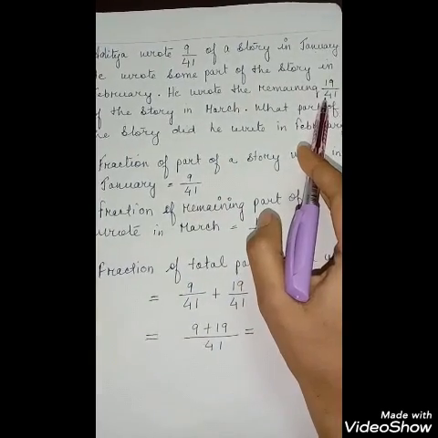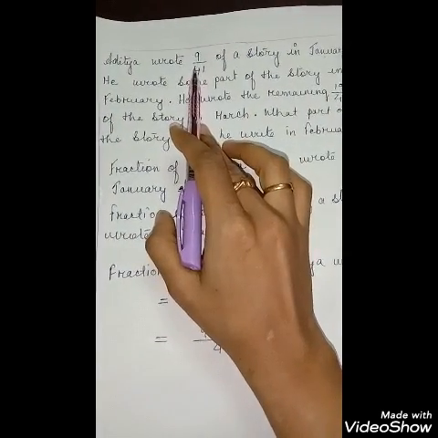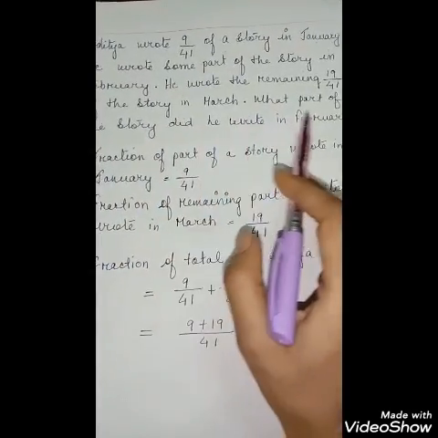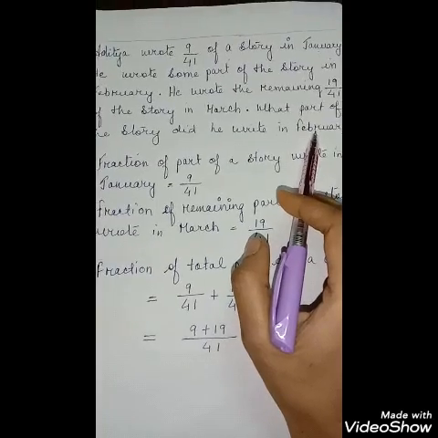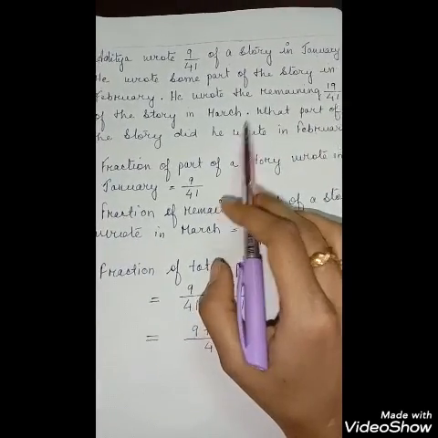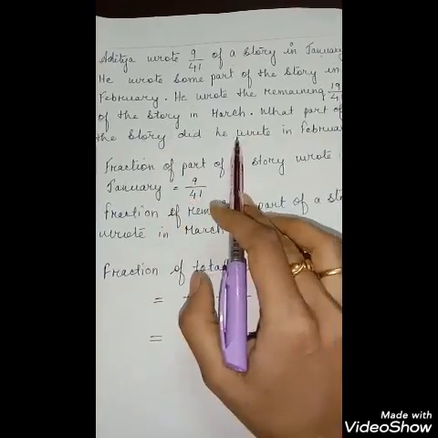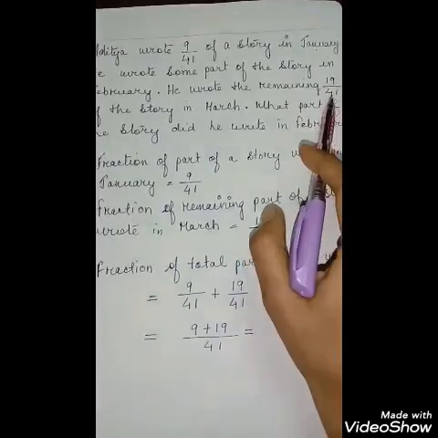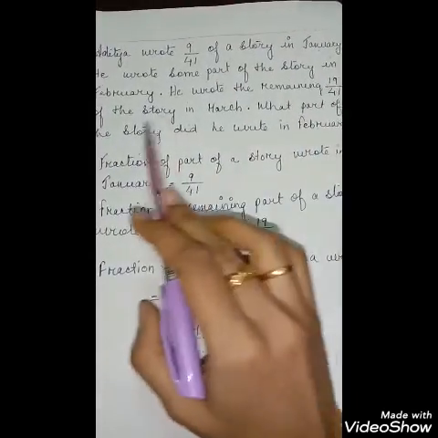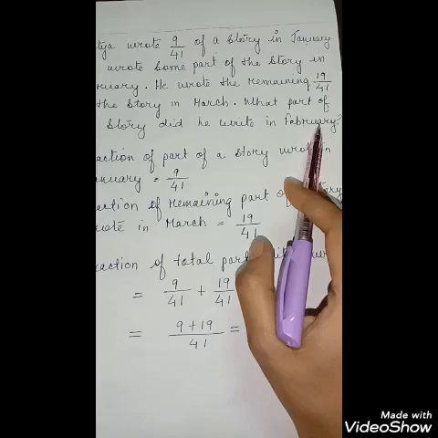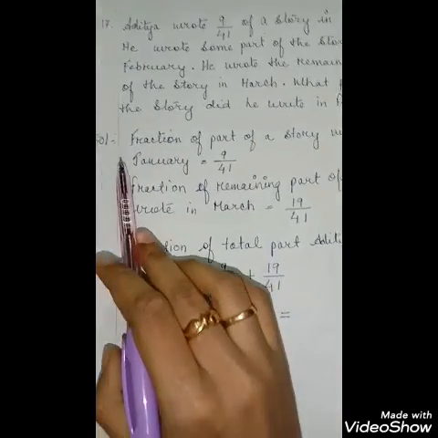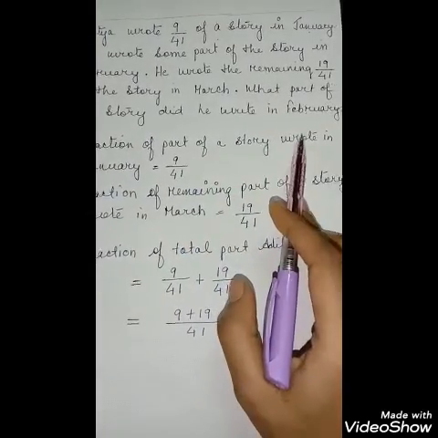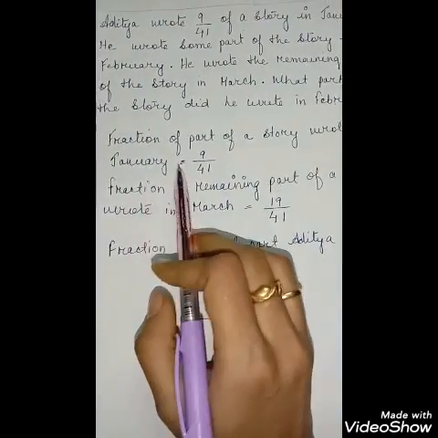March, we know how much he wrote. January also we know how much he wrote. Now what we have to find out is what part of the story did he write in February. That means we have to calculate what fraction of the story he wrote in the month of February. January is given, March is also given. Clear?